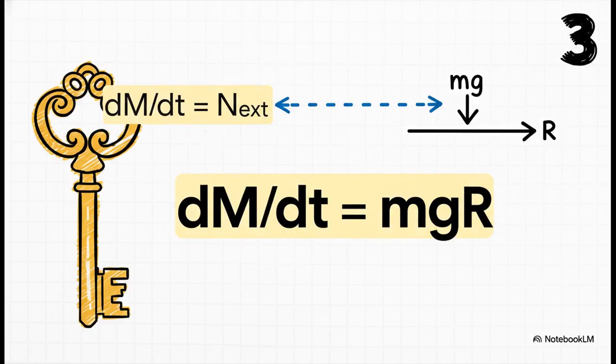And now for step 3. We just take what we just found and plug it into our master law. The law says the rate of change of angular momentum, dM/dt, equals the external torque. So for us, dM/dt is just mgr. That's it. See how clean that is?